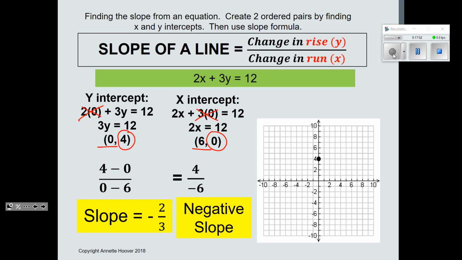And if you look over here, there is our y-intercept. Here's our x-intercept. You go down 4 and to the right 6. That is a slope of negative 4/6 that we simplified to 2/3. So that is a lesson on finding the slope of a line using the slope formula.